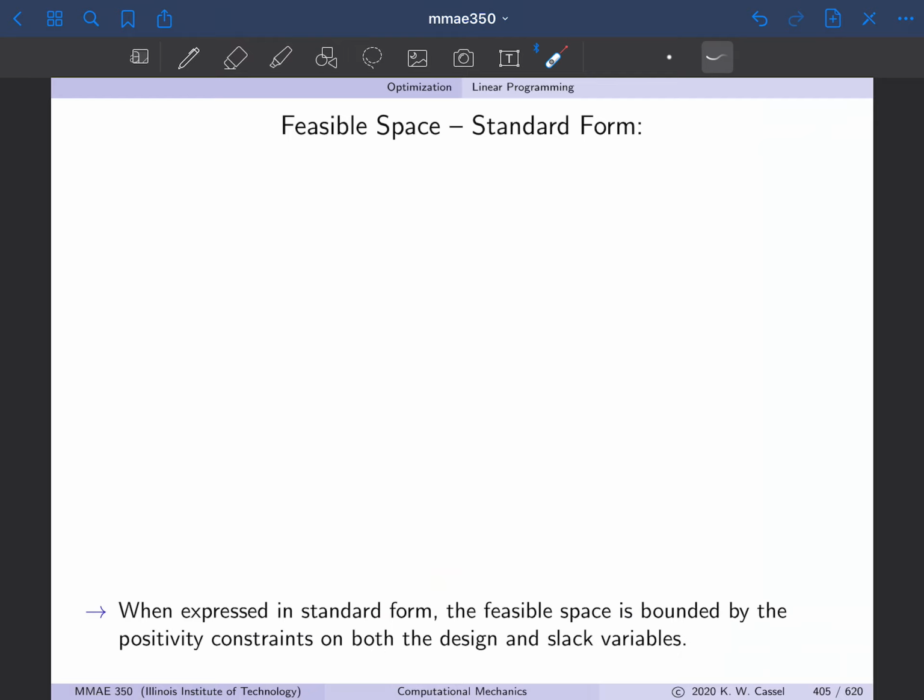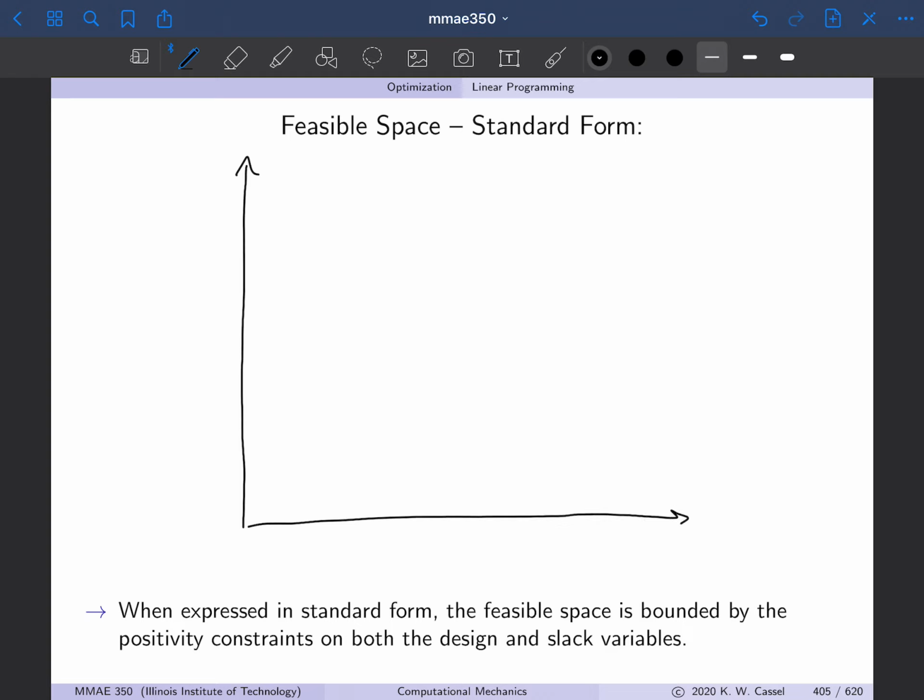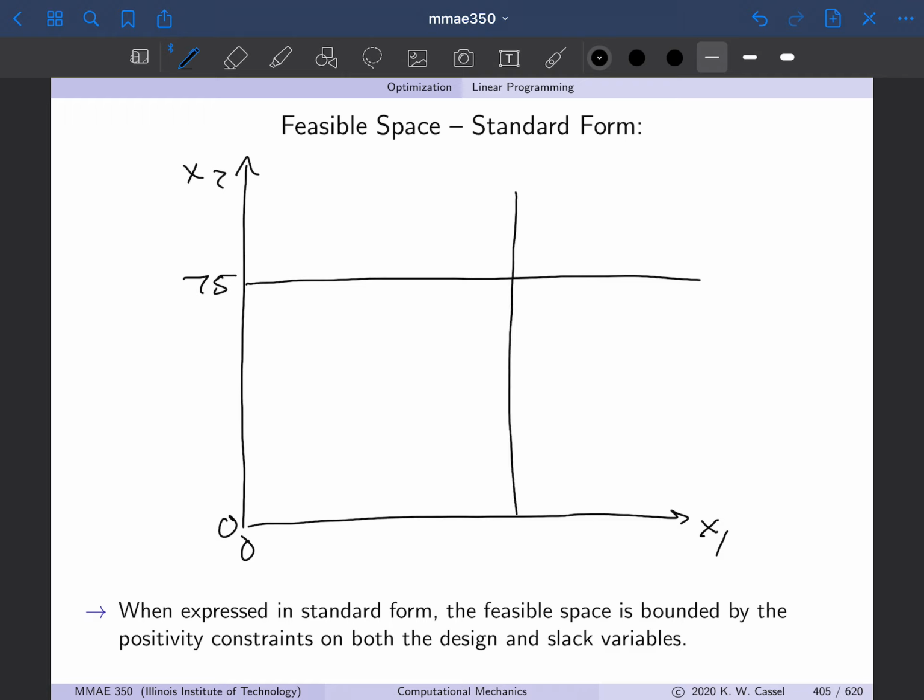All right, so let's take a look at the feasible space. This is the same problem as we had in the last video, but now it's just expressed in terms of these slack variables. So we'll end up with the same feasible space, but it'll just be expressed slightly differently. So again, 0 and 0 here. We'll go to 75. So this is 75 and 50.